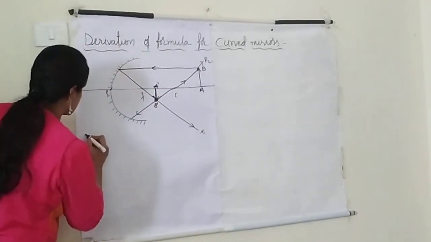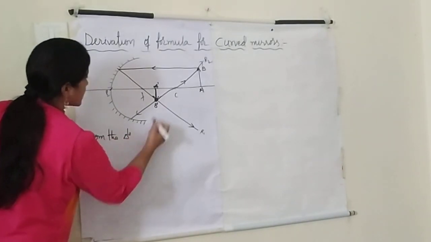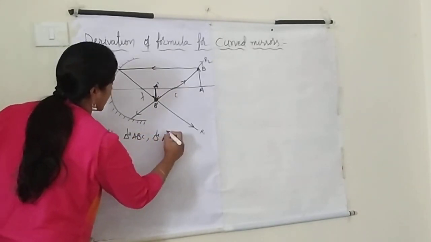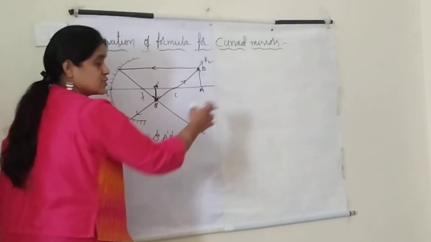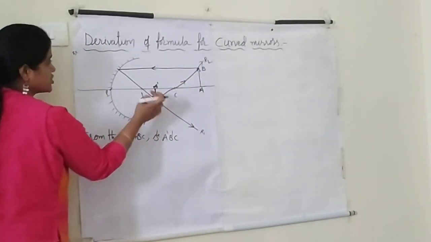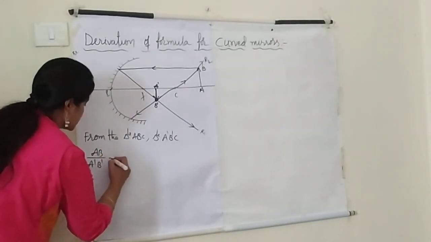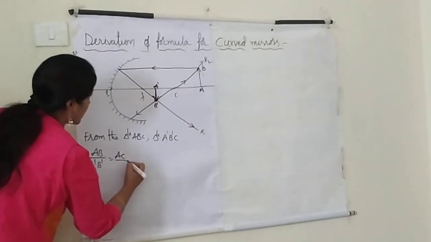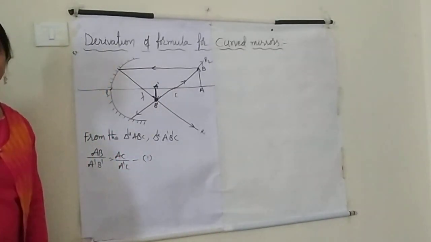So now, from the triangle ABC and the other triangle A dash, B dash, C, I am going to take the ratio of the corresponding sides. AB by A dash B dash is equal to AC by A dash C. This is known as equation 1.